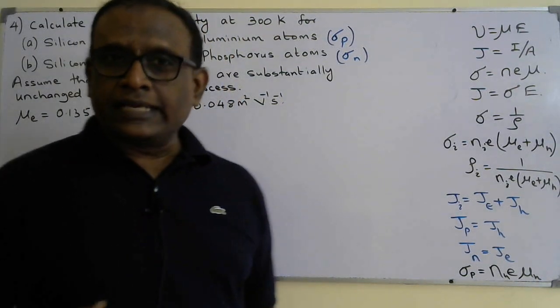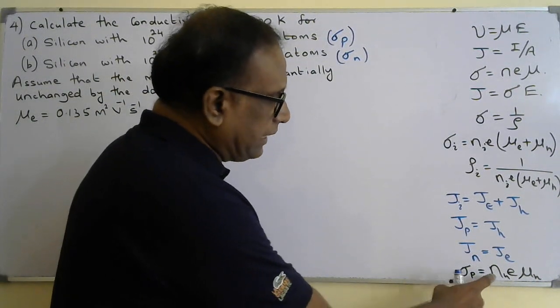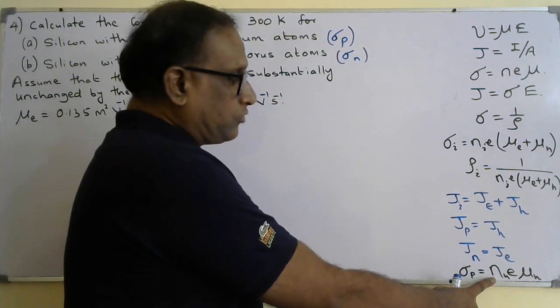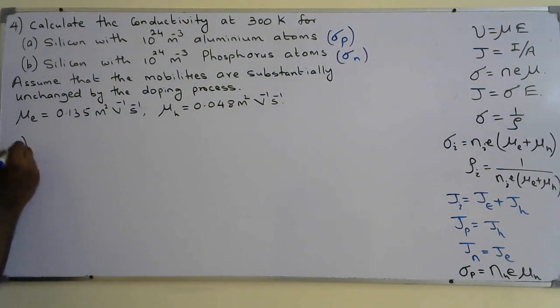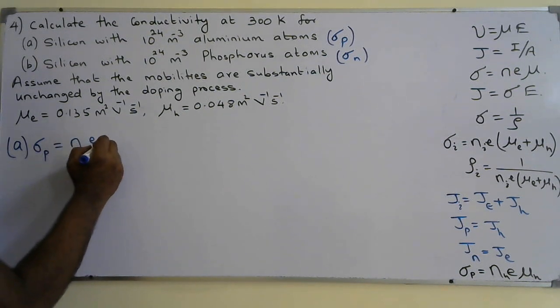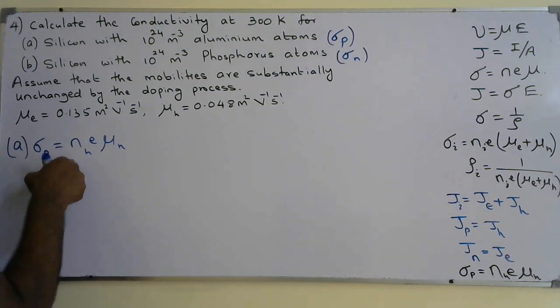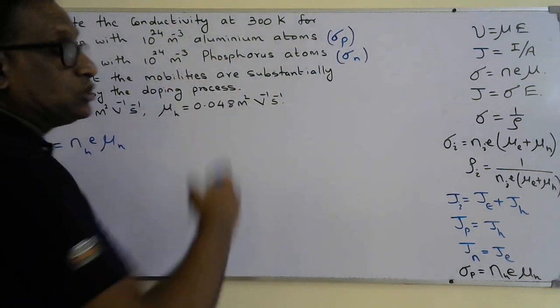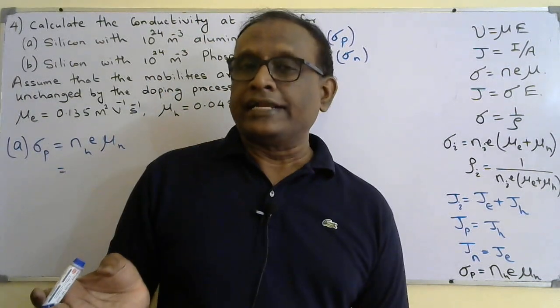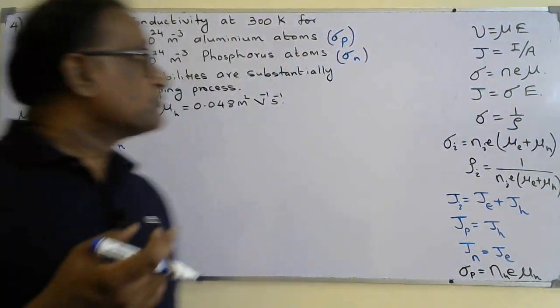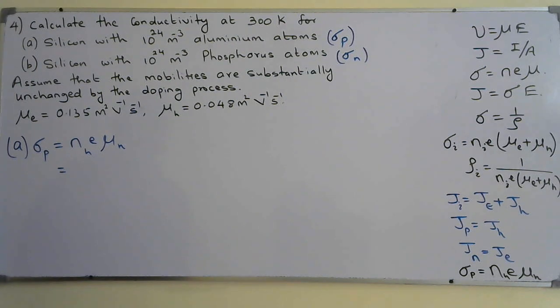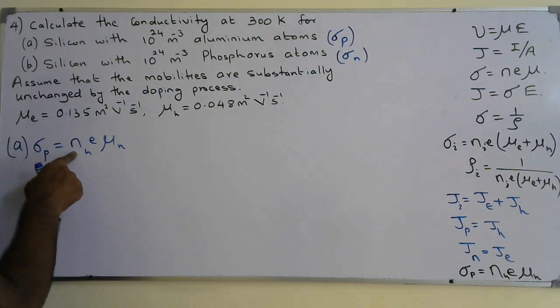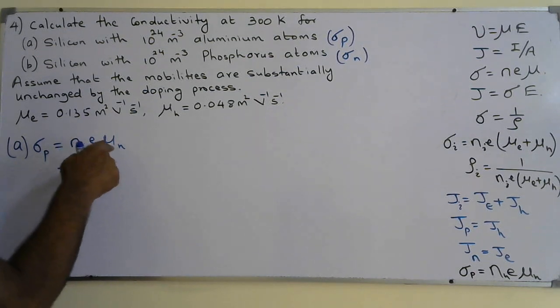I already explained and derived it. So the equation is sigma p equals concentration of holes times charge of hole times mobility of holes. So for the A part, sigma p is equal to NH E mu H. The only thing you need to identify is, when it is doped with aluminium, will it become p-type or n-type? When it is doped with phosphorus, will it become p-type or n-type? You need to identify that, that's all. After that, just use this equation, sigma p equals concentration of holes times charge of a hole times mobility of hole.